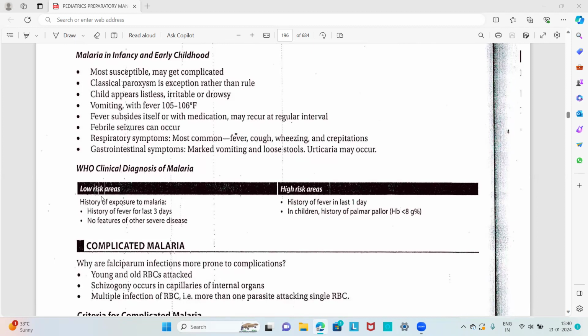Then, the WHO clinical diagnosis of malaria. In low risk areas: history of exposure to malaria, history of fever for the last 3 days, and no features of other severe disease. These are the diagnostic criteria in low risk areas. In high risk areas: history of fever in the last 1 day. In children, a history of palmar pallor, that is hemoglobin less than 8 gram percent, in a high risk area is the criterion for the clinical diagnosis of malaria according to WHO.